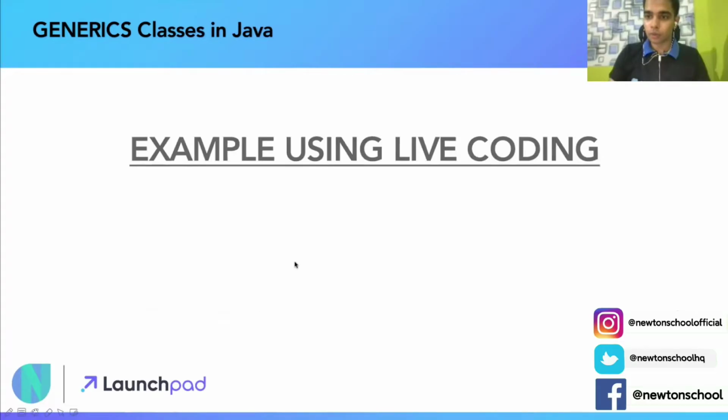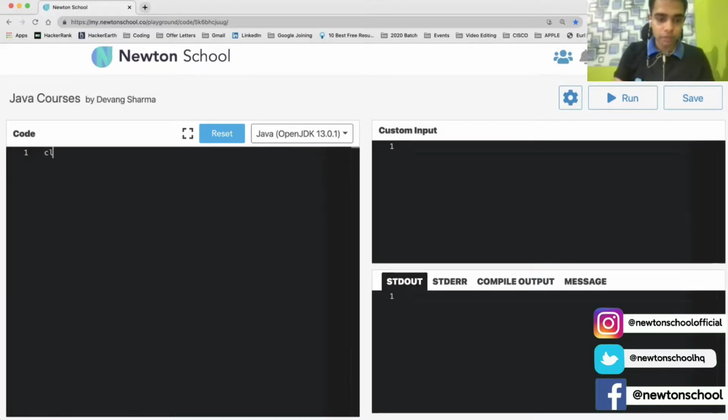Let's understand it using live coding. Let's go to Newton School IDE and do the coding. As you can see on the IDE, I will use the same code for creating a generic class. I will define it as type T. I created an object and I will now create a function. This is my setter here. And this I am returning the object of it. So this is my generic class.